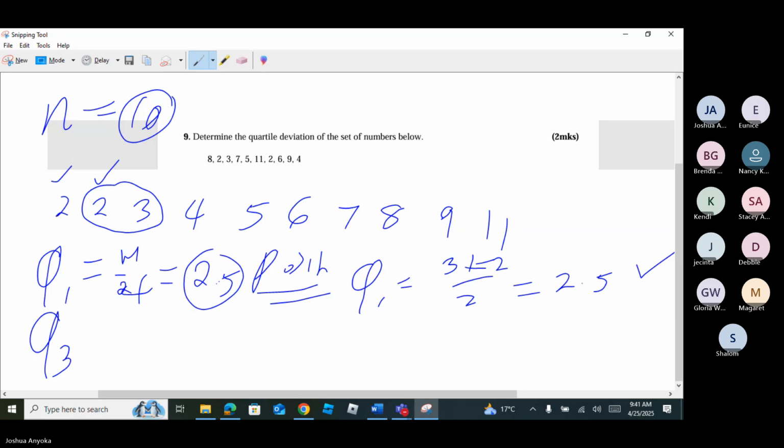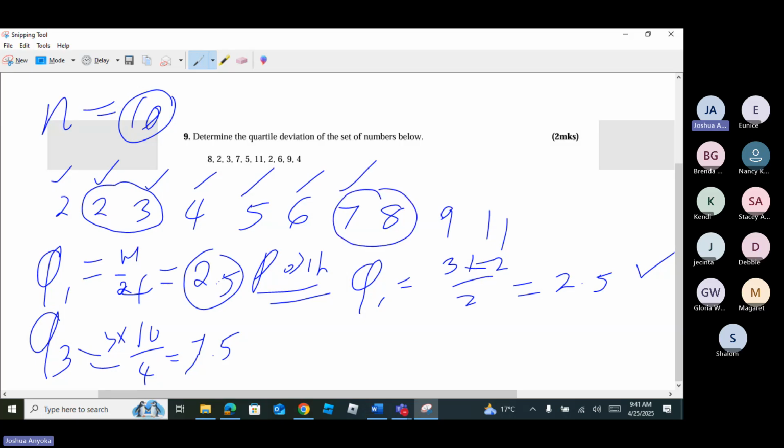Q3 will be 3 times 10 divided by 4. 30 by 4 is 7.5. So we look for 7.5. 2, 3, 4, 5, 6, 7. 7.5 lies in between there, which is 8 plus 7 divided by 2. This gives us 15 by 2, which is 7.5.